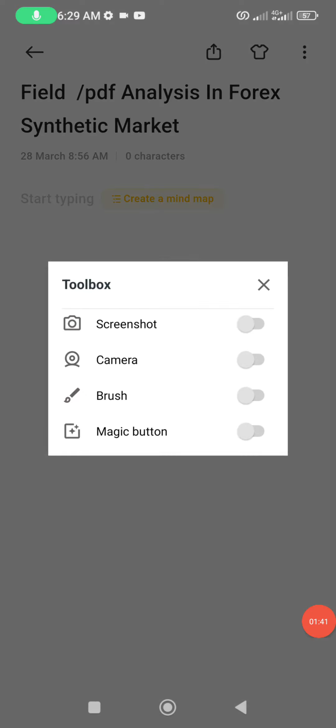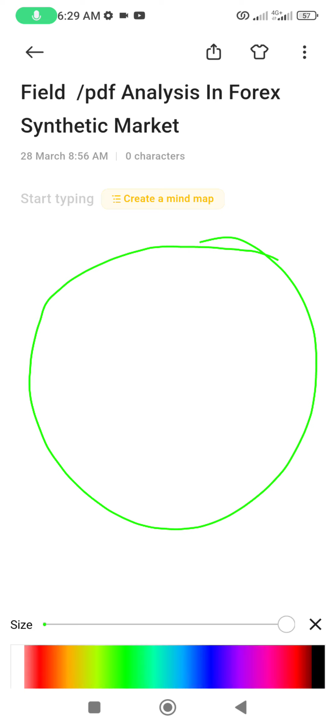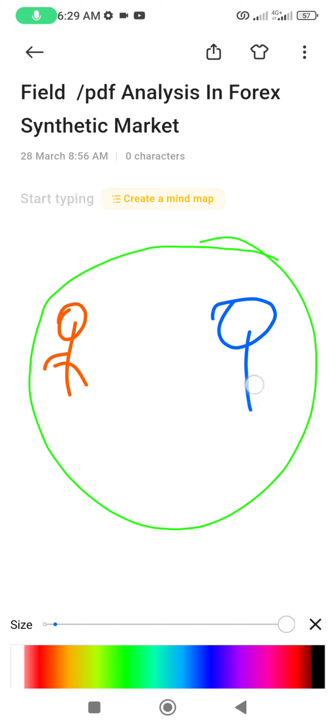Right now I'm going to show you the intuitive meaning of field. Let's take, for instance, this is a Forex market. The circle represents buyers and sellers in the Forex market. Sellers are in this market, buyers are in this market.